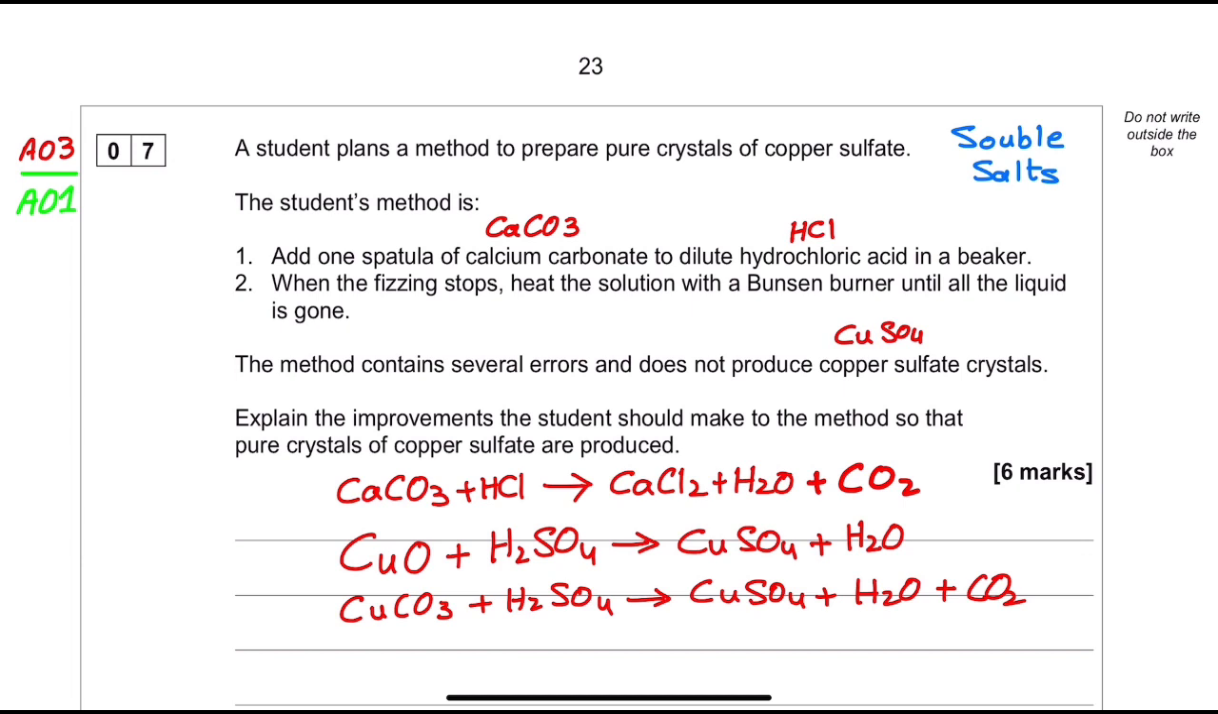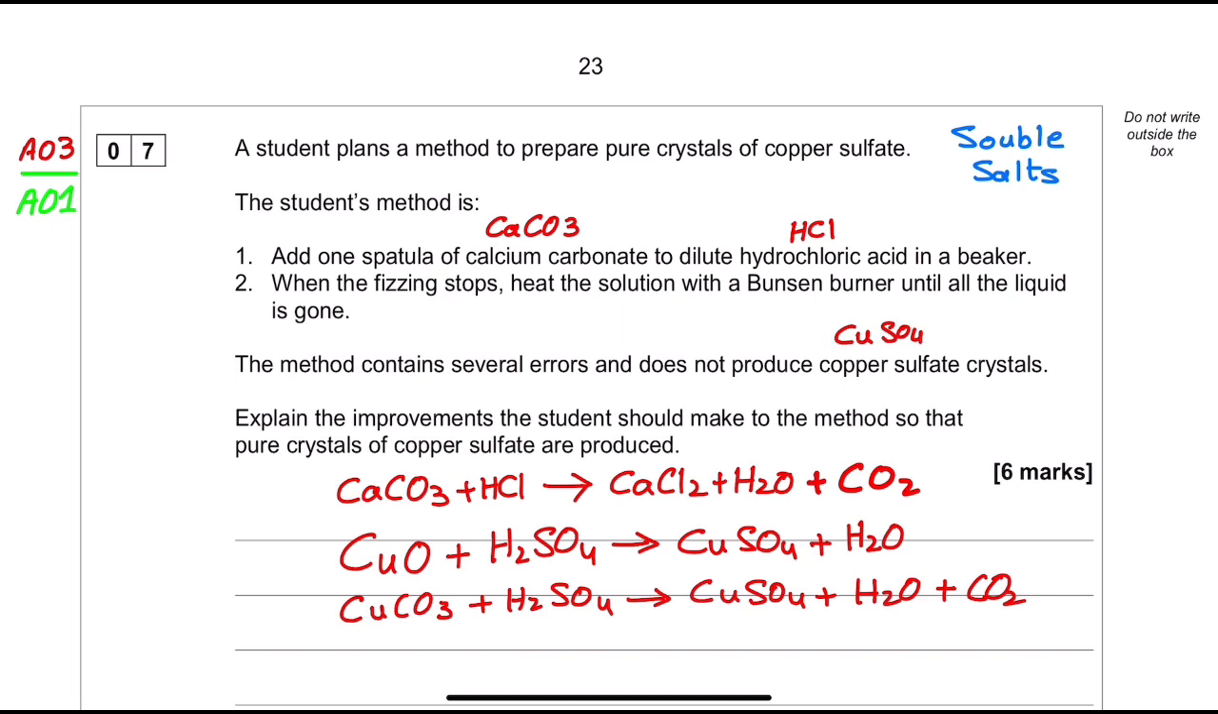Point number 1. Add 1 spatula of calcium carbonate to dilute hydrochloric acid in a beaker. Point number 2. When the fizzing stops, heat the solution with a Bunsen burner until all the liquid is gone. The method contains several errors and doesn't produce copper sulfate crystals. Explain the improvements the student should make to the method so that the pure crystals of copper sulfate are produced.